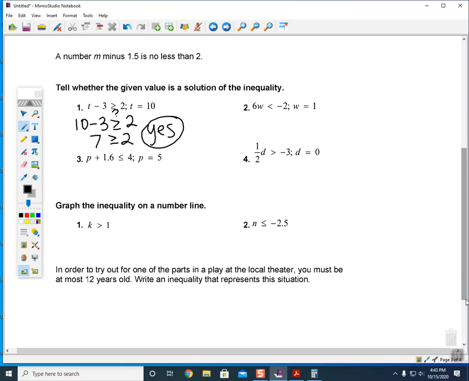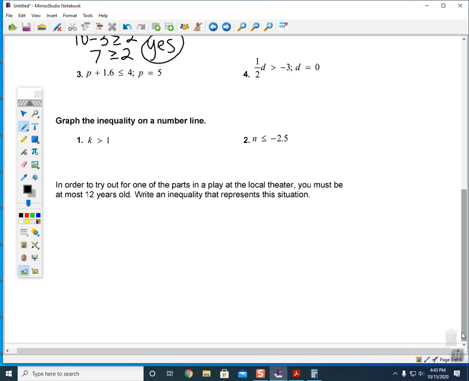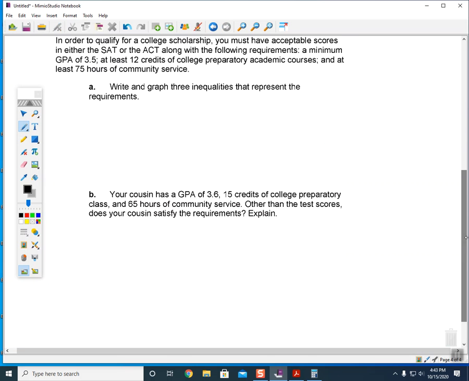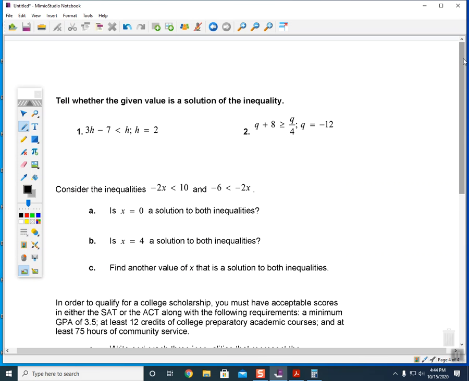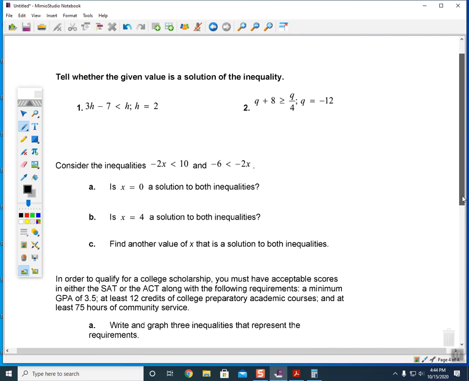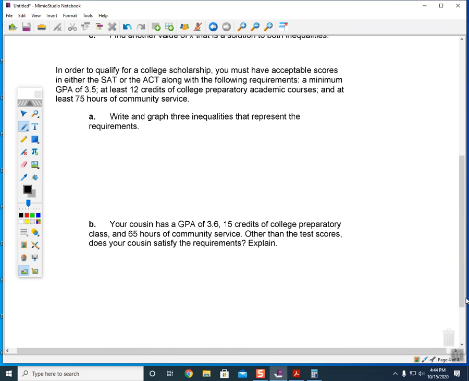The next ones just want you to graph those on a number line. You have another word problem that's kind of similar to the one that we just did. And then on the back side, I think I have some more word problems for you. Another one where it asks you to look at the inequalities and plug some values in for solutions. And then there's a longer word problem that involves you creating multiple inequalities. So I want you to go ahead and take a stab at that, and if you need help, just let me know.